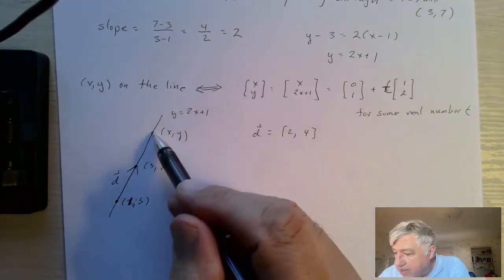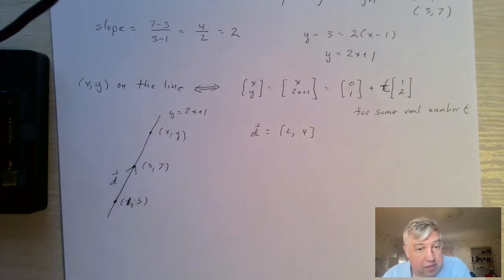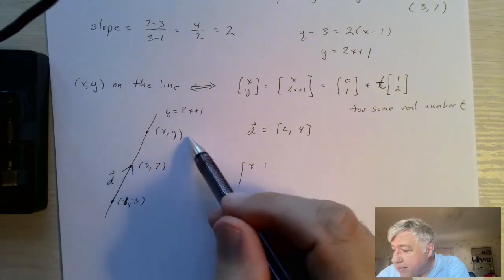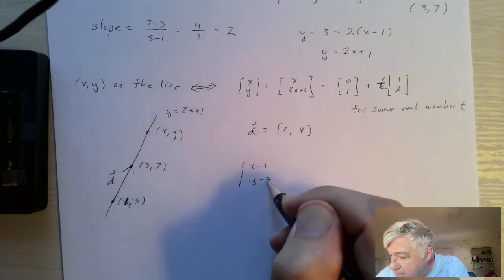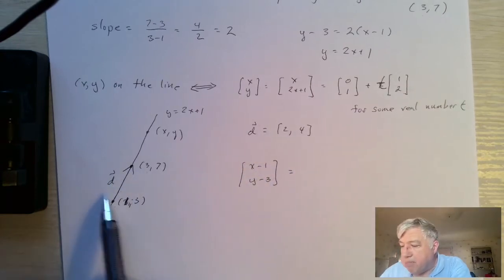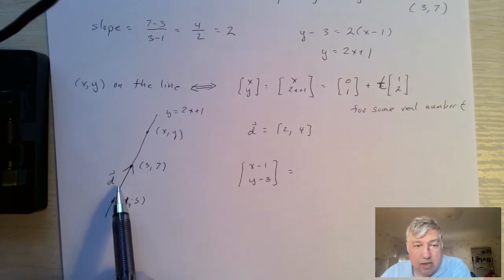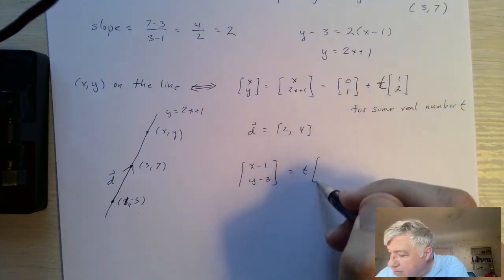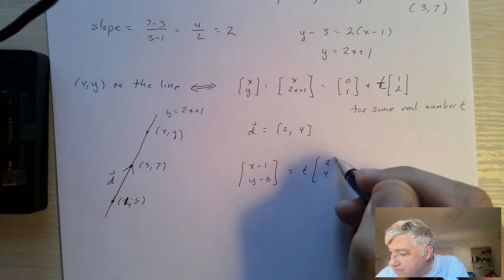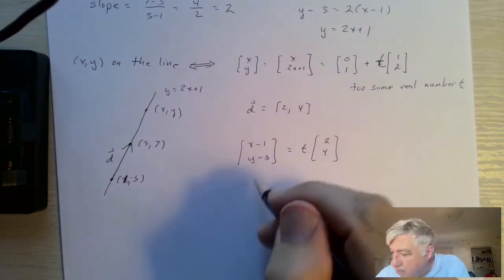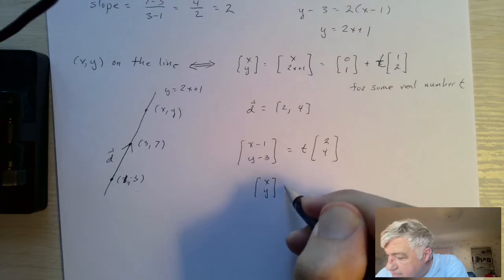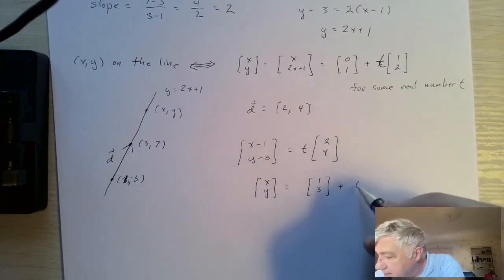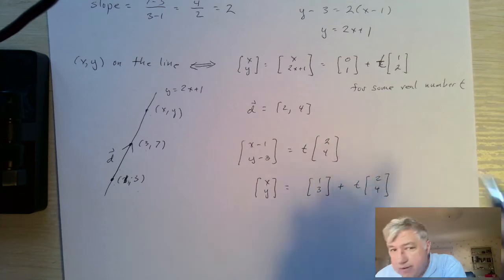Obviously the vector connecting these two points has to be a multiple of D. What is this? Well, this is x minus 1, and this is y minus 3. It has to be a scalar multiple of D, so we can let t be our scalar, and then this will be t times (2, 4). We can break this up, and what we get is that (x, y) is going to be (1, 3) plus t times (2, 4).